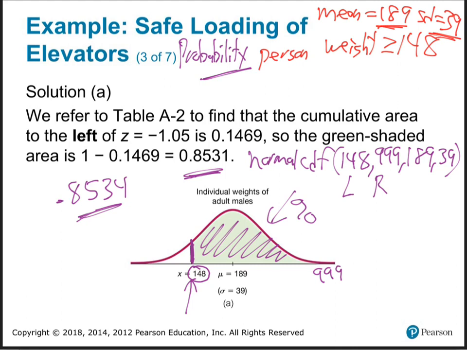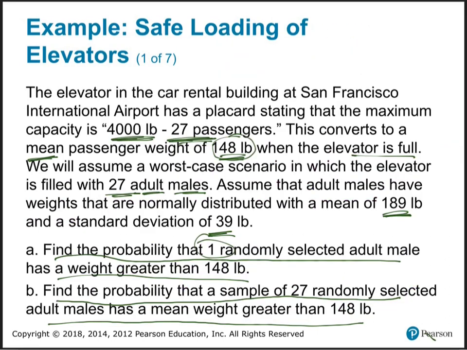Now, question B is the same question, but we're not just wanting to grab one adult male. We want to grab, was it 27? Yes. 27 guys and average their weight, like averaging the dice. What's the chance that the average of their weight is greater than 148? Before we go, I want to do all I can to build in math feelings. We all hit wrong buttons on our calculator, but if you have feelings, you'll know when you've hit a crazy button. You'll think, there's no way that's the answer, and go back and fix it.